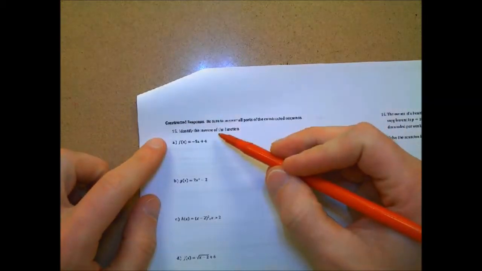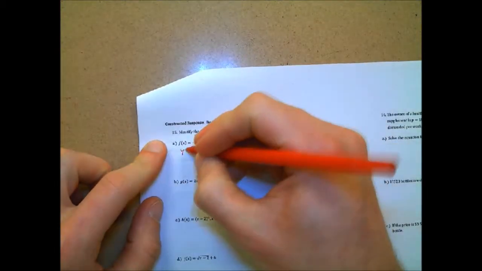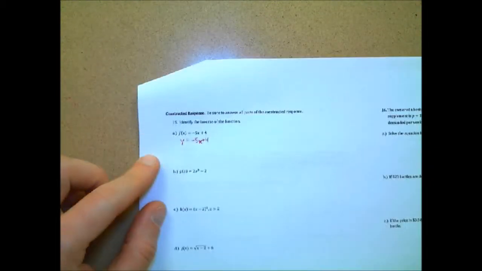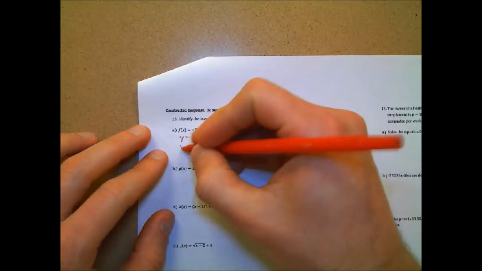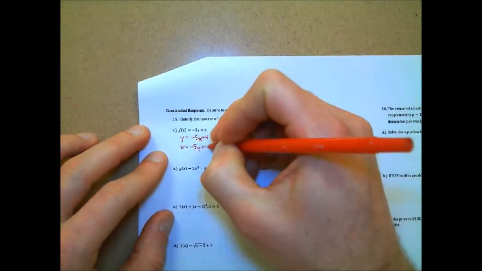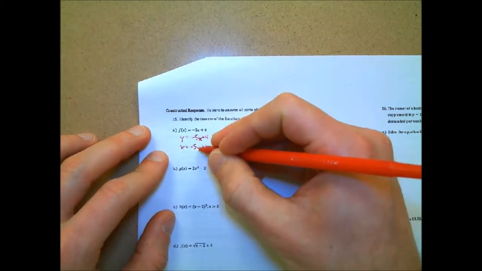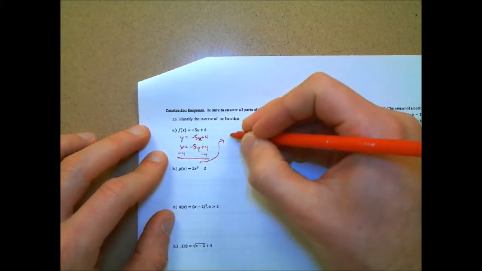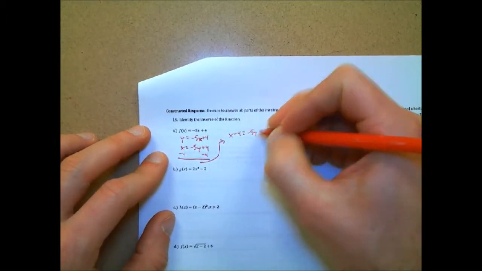Anyway, so inverses. Now I am not going to find the inverse of every single function here. Well, maybe I will, but I'll go quicker through some of these. The basic idea for finding an inverse is to change f of x to y, like so, and then just swap x and y, and then solve for y. So get the y by itself. In other words, here that would involve subtracting 4, and then dividing everything by negative 5.